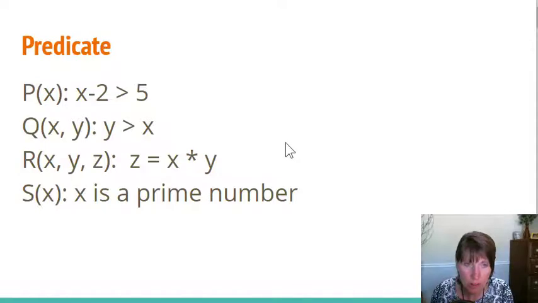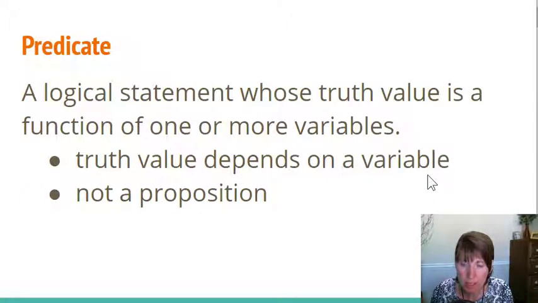So let's go back and look at those conditions. The truth value depends on a variable, and it is not a proposition because of that, because it's dependent on a variable. So that's what a predicate is.